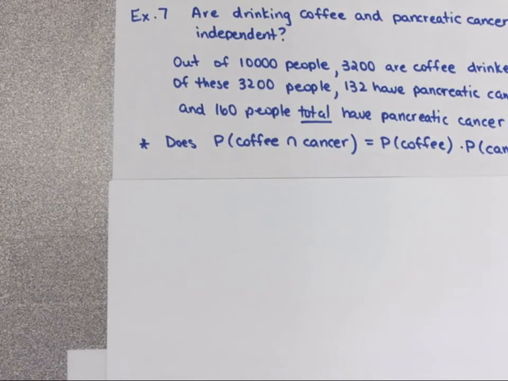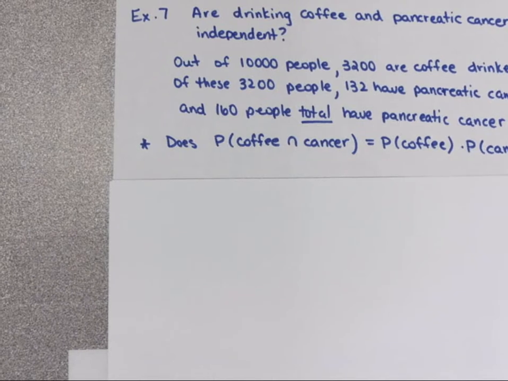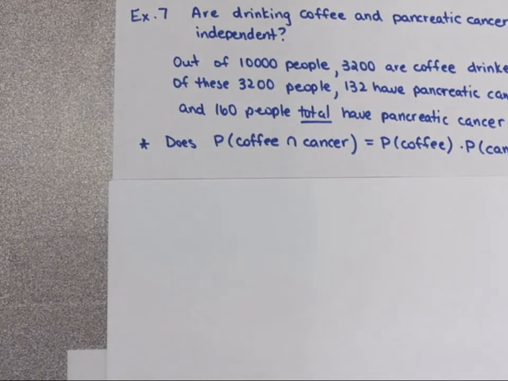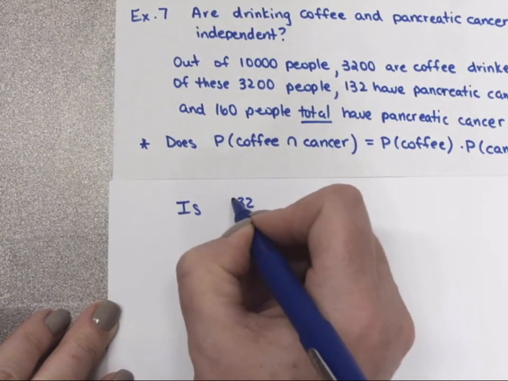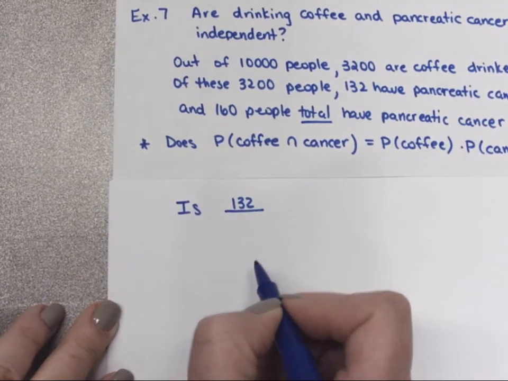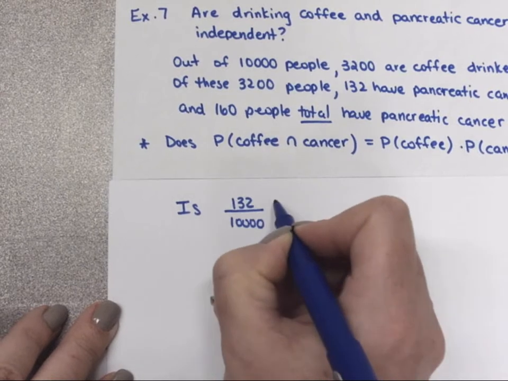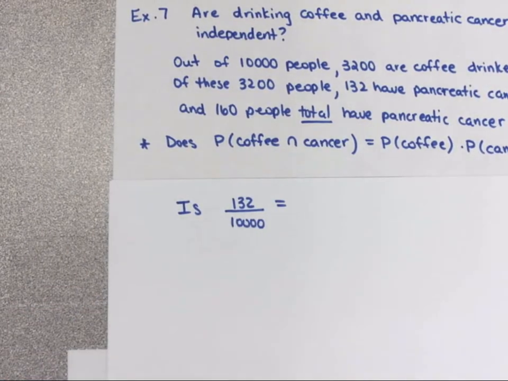Okay? So what's the probability that they were in both categories, coffee and cancer? So notice that 3,200 drank coffee, right? Of the 3,200 people, 132 have cancer, right? So those are the people that have both, that are both coffee drinkers and have cancer. So this is the question, right? Is 132 out of how many total people again? 10,000? Is that the same as the probability that you were a coffee drinker by itself times the probability that you had cancer by itself, right?